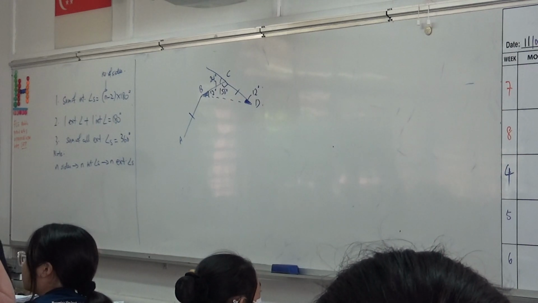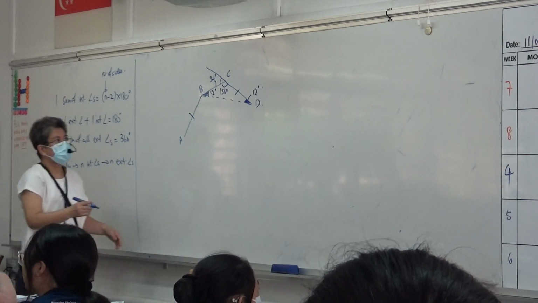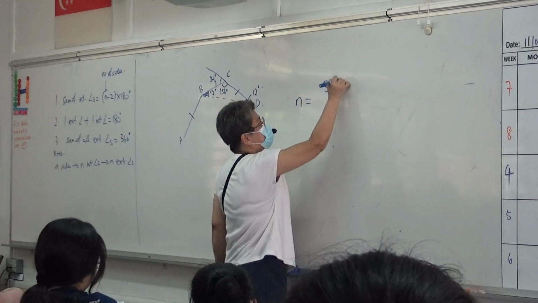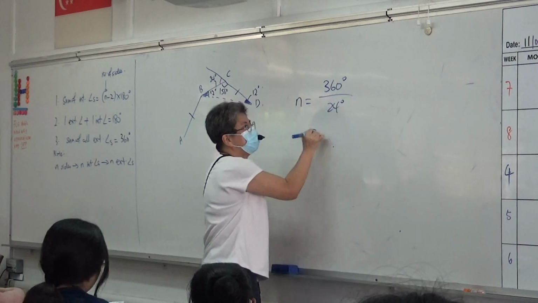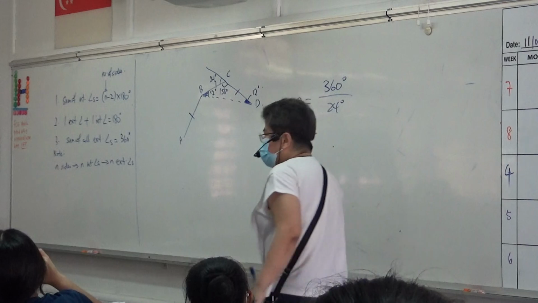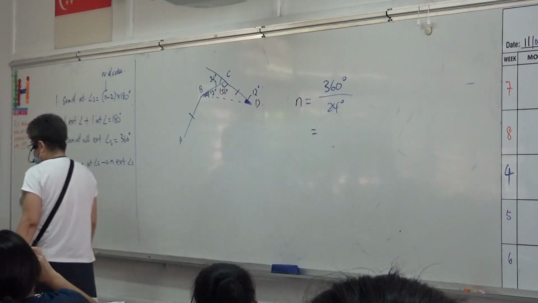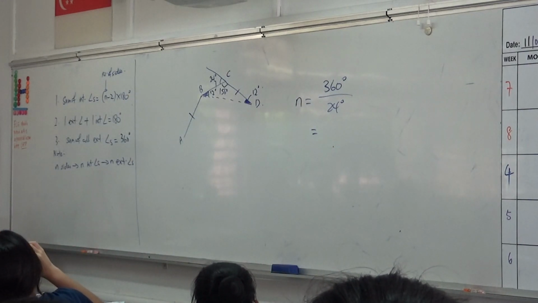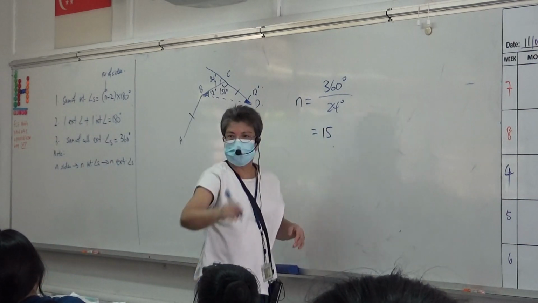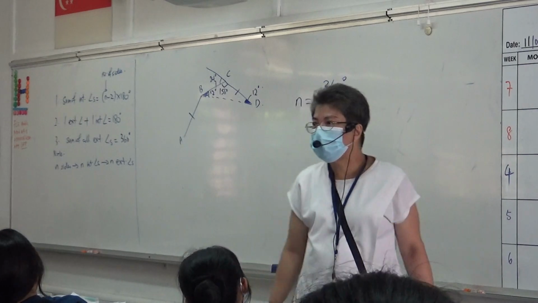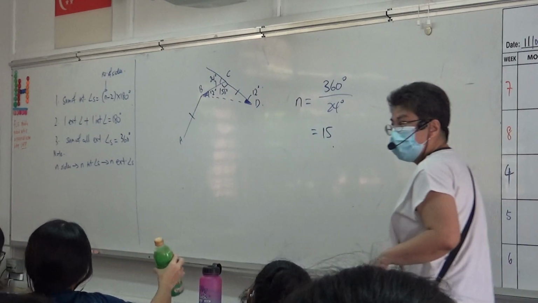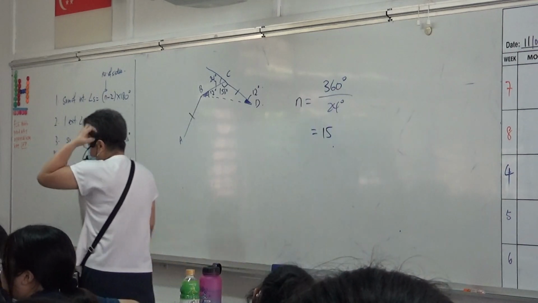The value of n. Now, the number of exterior angles will be 360 divided by 24, right? So what is 360 divided by 24? 15. Okay? So what does n equal to 15 mean? There are 15 sides. Understand? There are 15 sides. Okay? Last part.